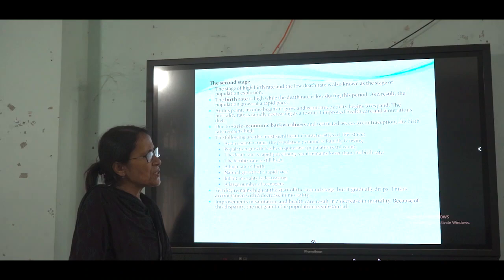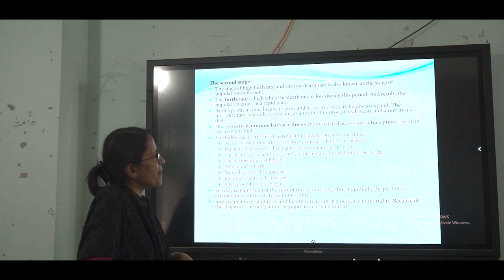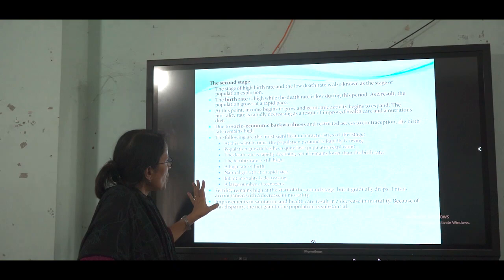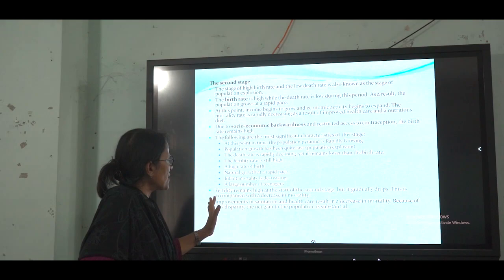The following are the most significant characteristics of this stage. At this point of time, the population pyramid is rapidly growing. So the natural growth rate is rapid, with a high birth rate, as I told you earlier, and a large number of fertility remains high.